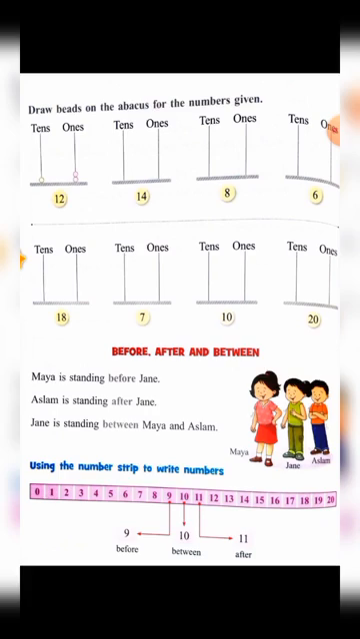Then before, after and between. Maya is standing before Jane. Aslam is standing after Jane. Jane is standing between Maya and Aslam. So the middle girl is Jane, and before Jane, Maya is there. After Jane, Aslam is there. So we call Jane between. Jane is in between Maya and Aslam.